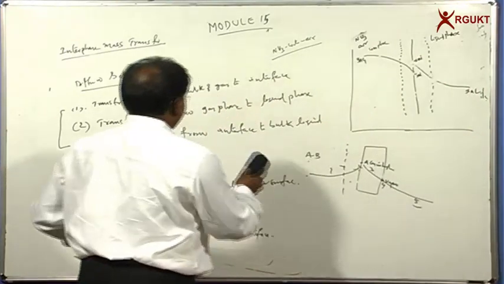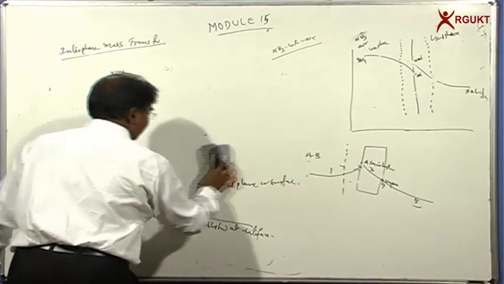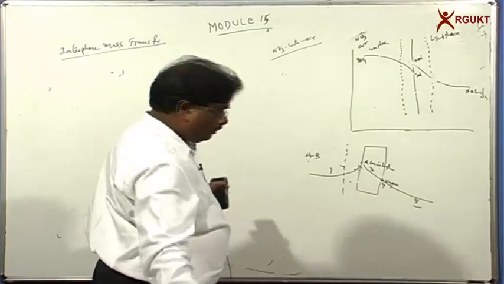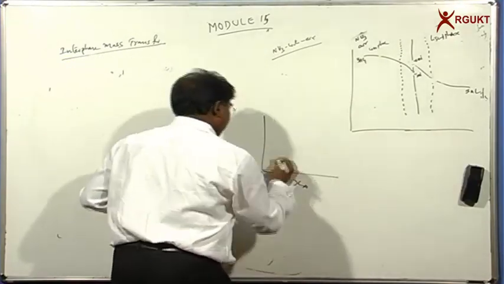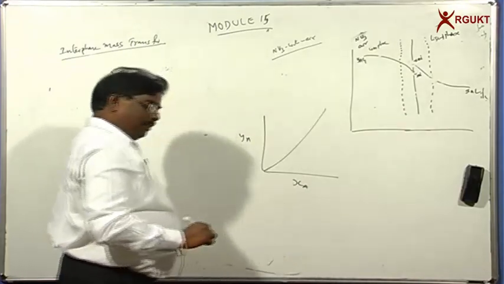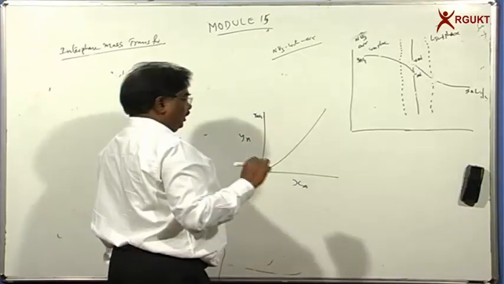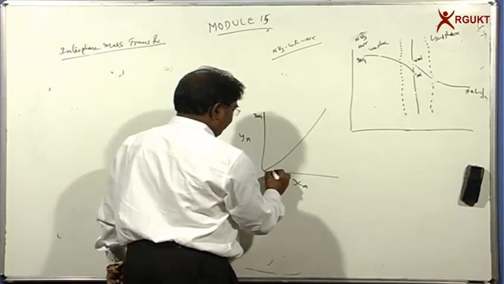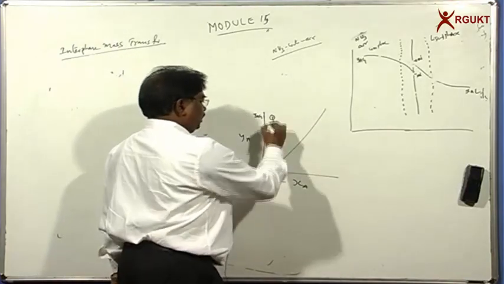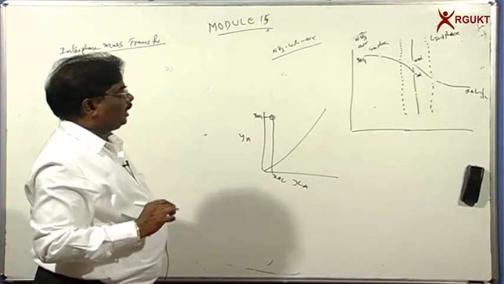Then we can represent these concentrations on another graph sheet, on the equilibrium relationship. The equilibrium relationship is between XA and YA. We have the equilibrium relationship like this, and we have YAG, and maybe here we have XAL. So this is your point. Now this is your initial concentration of solute in the gas phase, and initial concentration of solute in the liquid phase.